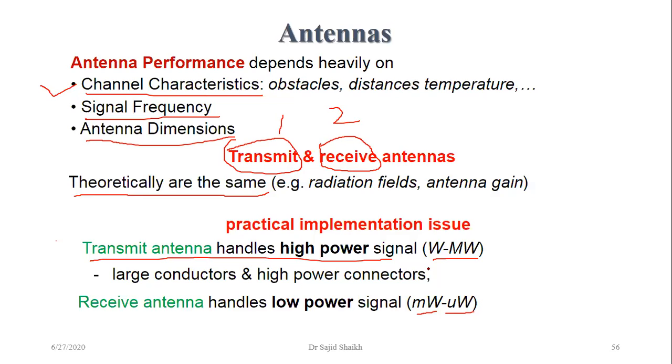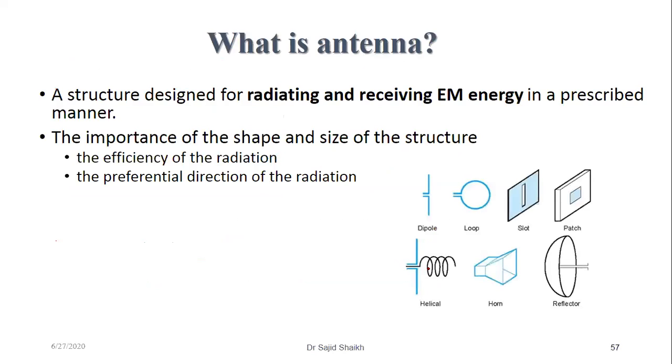Now this is another thing related to the antenna. There are different types of antennas. An antenna is a structure designed to radiate and receive electromagnetic energy in a prescribed manner. Okay, so this is the definition of antenna.